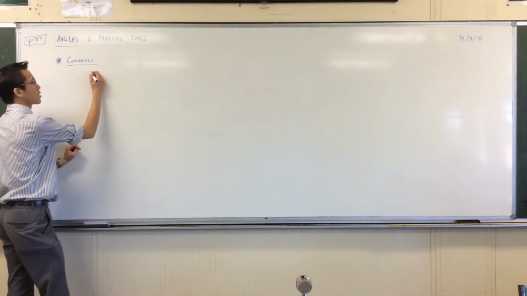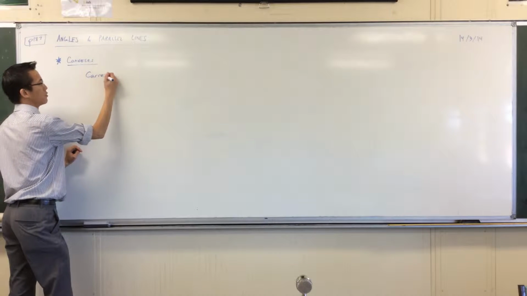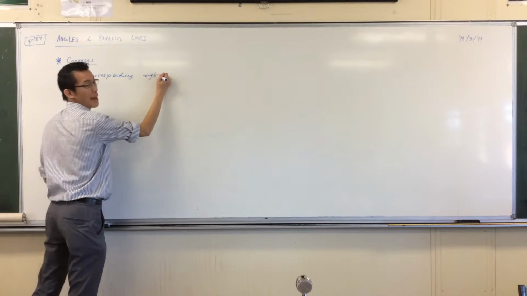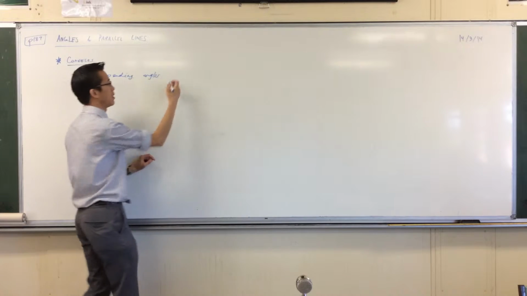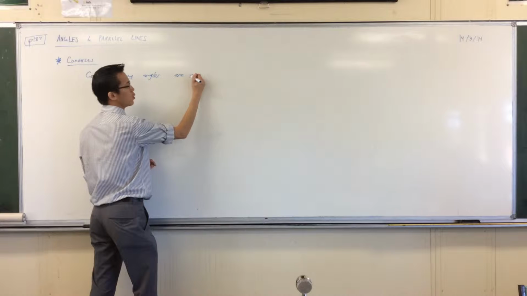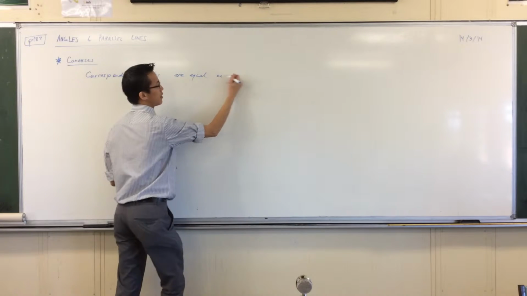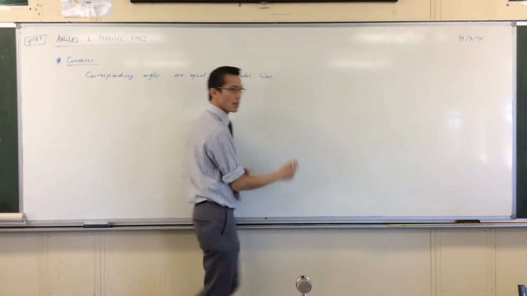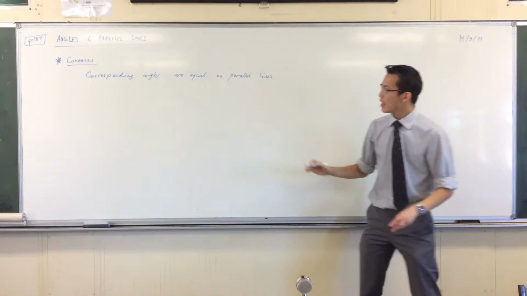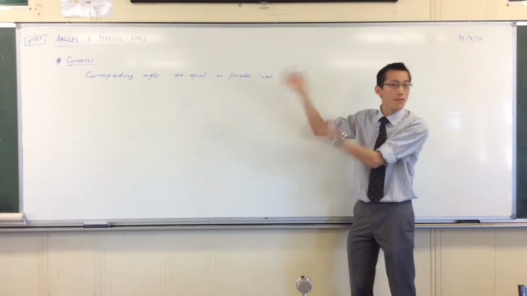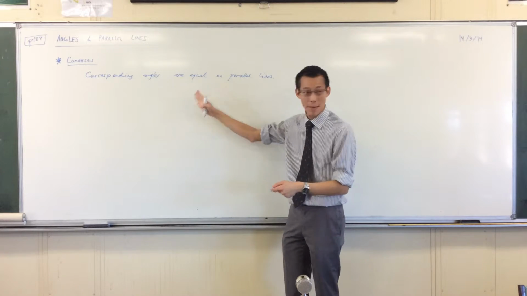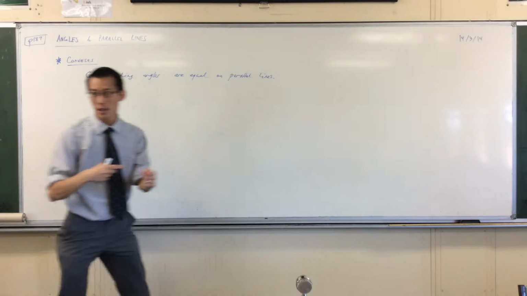We said corresponding angles are equal. This is just an example. We did this for alternate and co-interior. We said corresponding angles are equal on parallel lines. We said that. Okay? Now, I can take this statement and I can reverse it and it's still true. Let's say that again. I can take this statement, turn it around, and it will still be true.